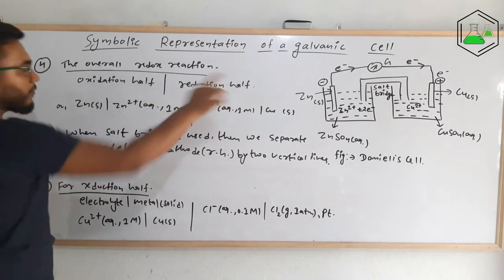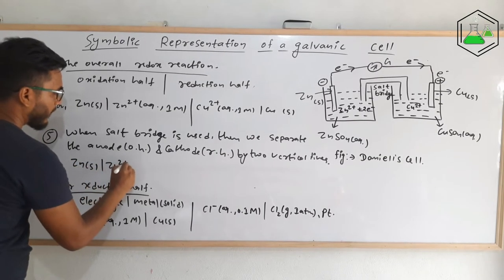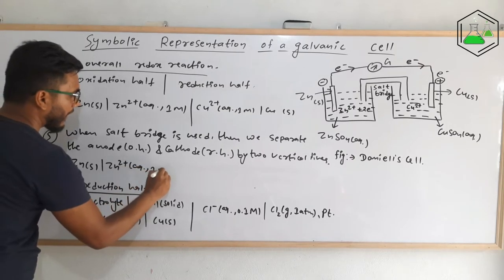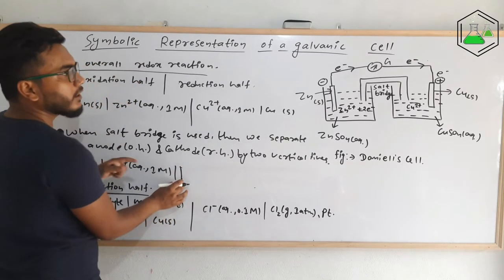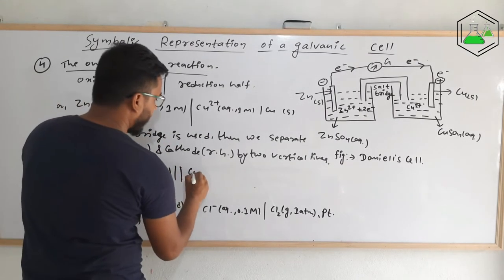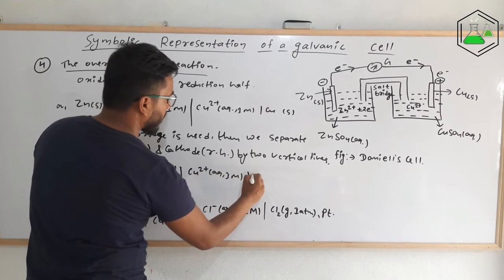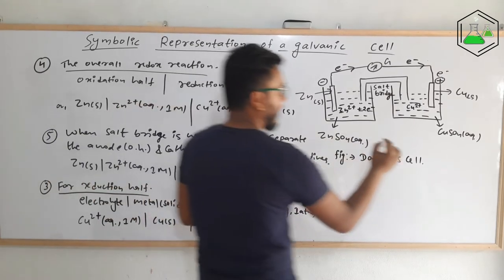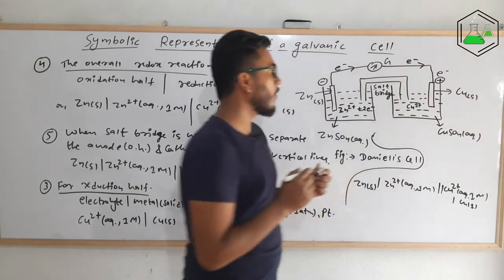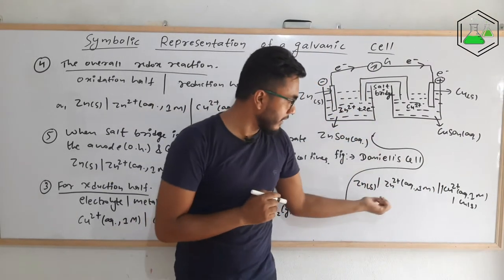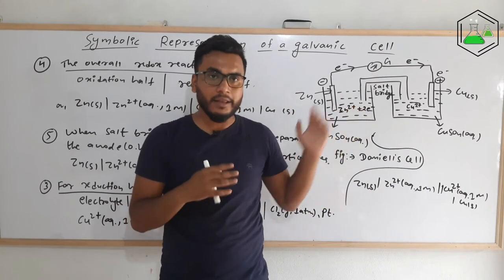So for this process, the actual cell notation is Zn(s), Zn2+ (aq, 1 m), double vertical line. This represents the presence of a salt bridge. So it will be like this, Cu2+ (aq, 1 m), Cu(s). Let me write it over here again. It will be easier to understand. Okay, so this is how we represent the Daniell cell in cell notation. This is how we can represent any type of galvanic cell in cell notation.